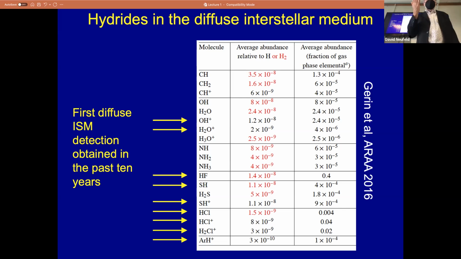But what I'm going to argue is, even though they're not major constituents of these clouds, which are mainly atomic, so you mainly have carbon plus, neutral oxygen, neutral nitrogen, and so on, these trace species tell us a tremendous amount about the nature of these clouds. So any questions on this table?